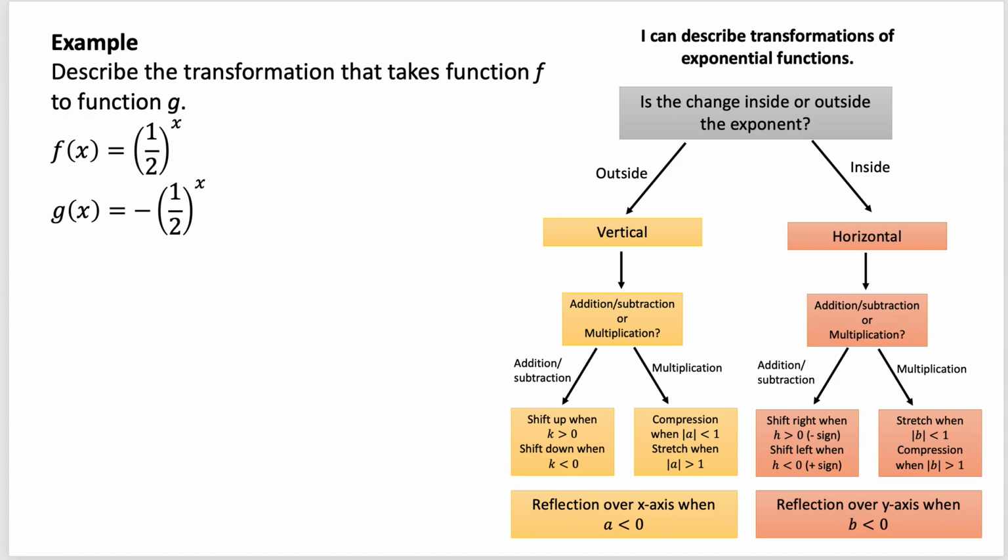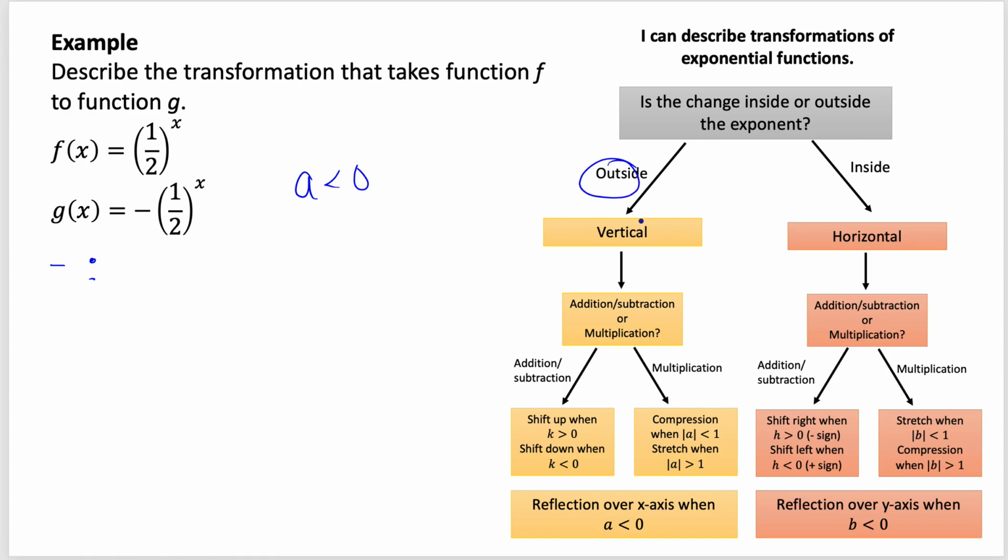Now let's describe the transformation that takes function f to function g. Notice we have 1/2 to the x, which is the parent function, and then in g we have this negative in front. So that is basically like we took that a and made it negative. This is the situation where a is less than 0. That negative in front is the new part that we added in.